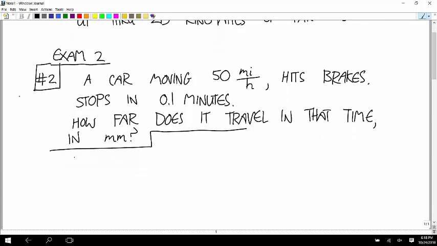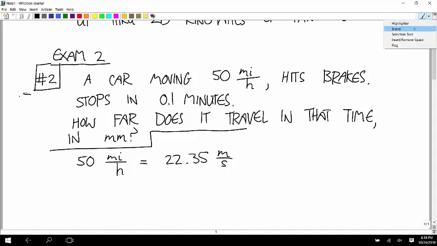So first of all, you have to convert 50 miles an hour. I'm going to put it all in meters and seconds. So 50 miles per hour is, I think I remember, 22.35 meters per second. And 0.1 minutes is a tenth of a minute. So a tenth of 60 seconds is 6 seconds.